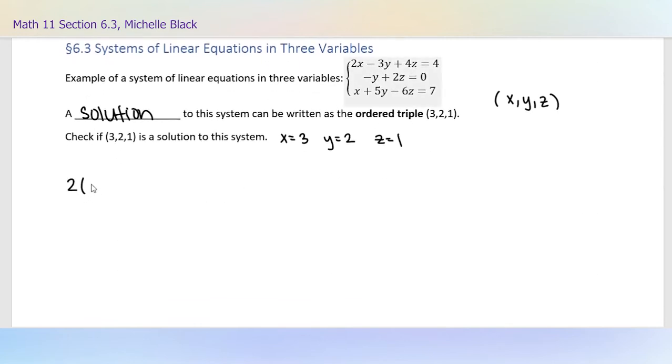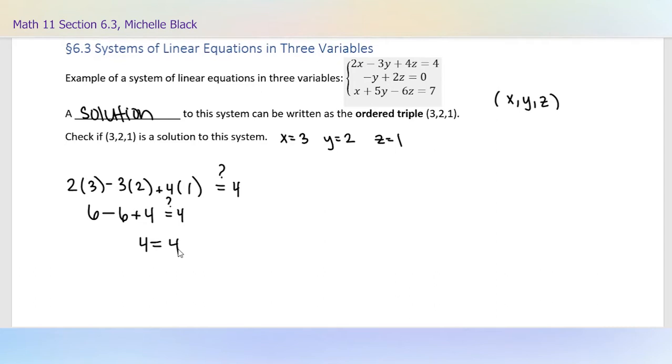So 2 times x, which is 3, minus 3 times y, which is 2, plus 4 times z, which is 1. I want to know if this is equal to 4. That's 6 minus 6 plus 4. And yes, it does give me back 4 equals 4.